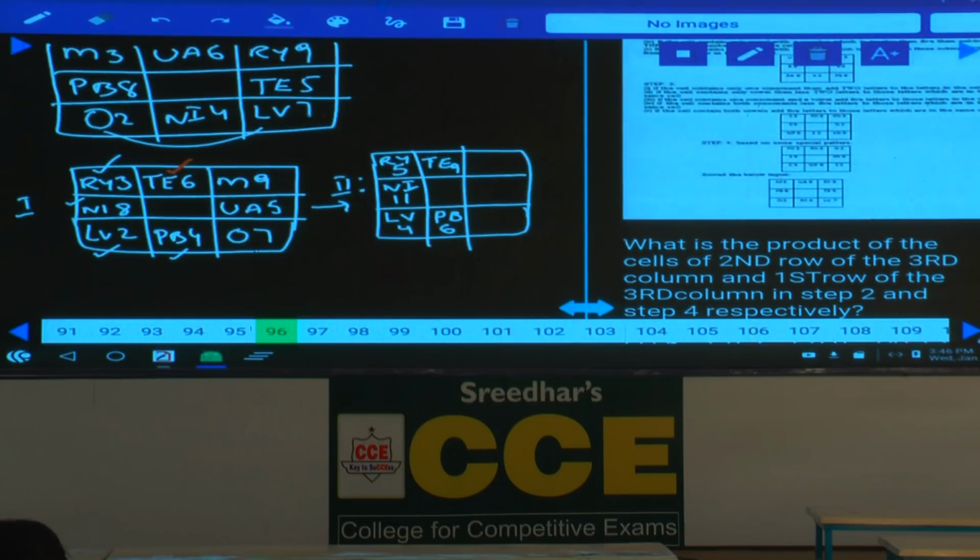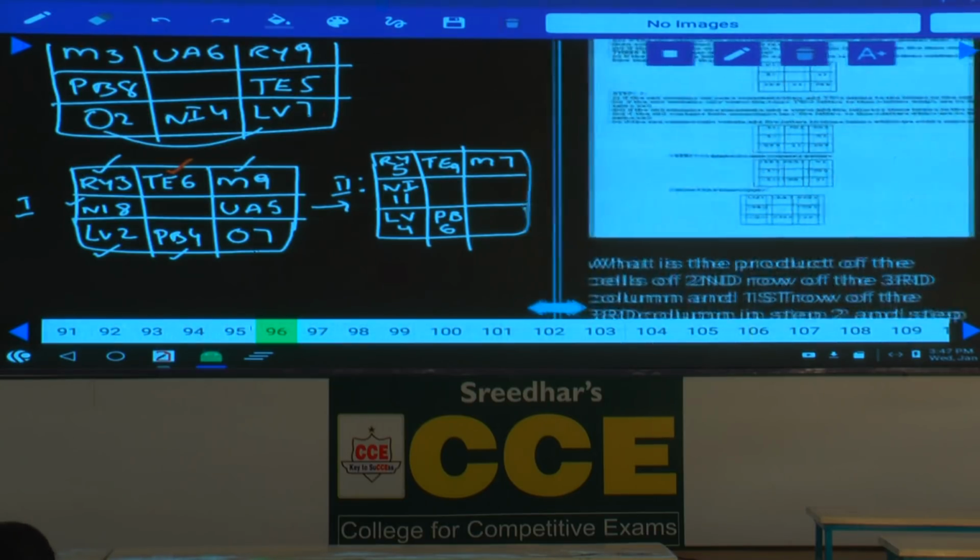Now, sir, only one consonant, this is M9. How much should be subtracted here? 2 should be subtracted, and this will be M7. Next one, O7, it is not applicable. Finally, we are left with only 2 of the elements, UA5 and O7.